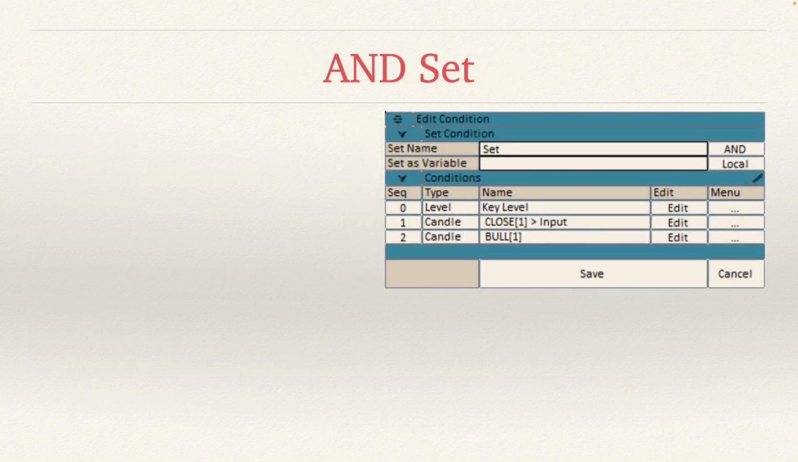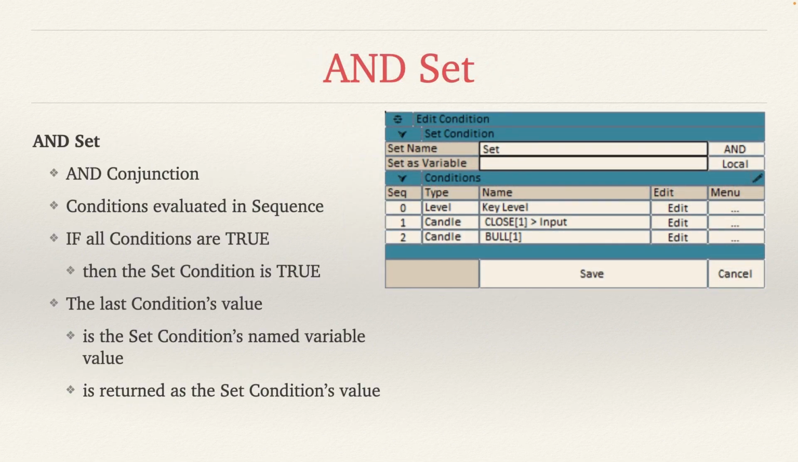The AND set joins conditions together with an AND conjunction. You can toggle the conjunction by clicking the button here, which currently says AND. Here is an example of an AND set. In this case, it really does behave like a logic set. The first condition is given the input variable that was passed to the set condition. It is evaluated, and if it evaluates as true, either because it is not expired or because it was a new cycle and it was able to calculate its data, then it returns a value, which is passed to the next condition in the sequence as the input variable.